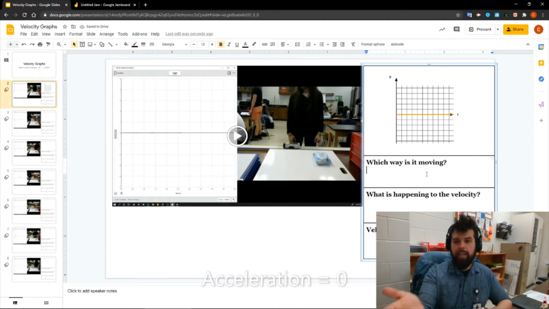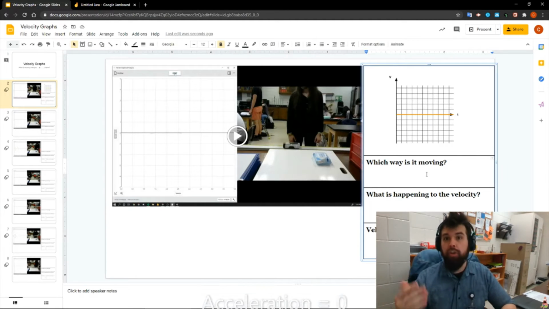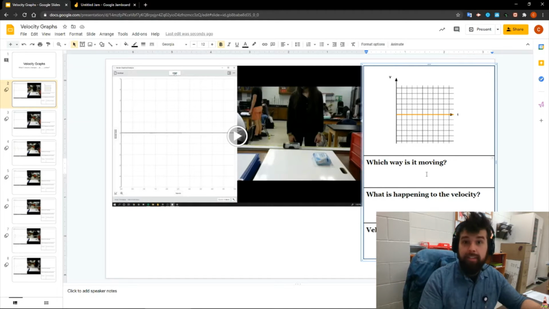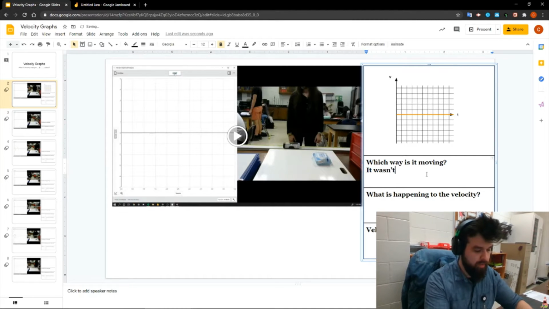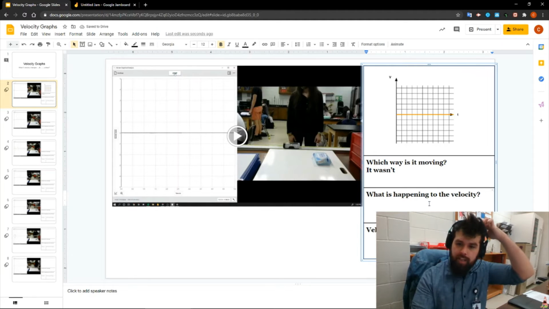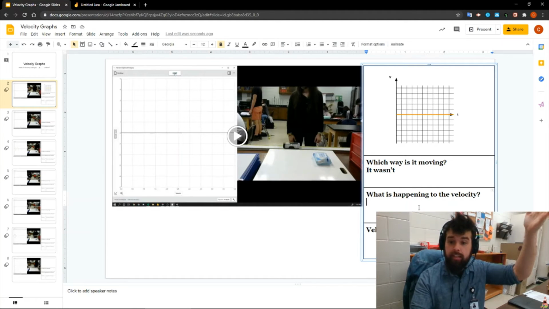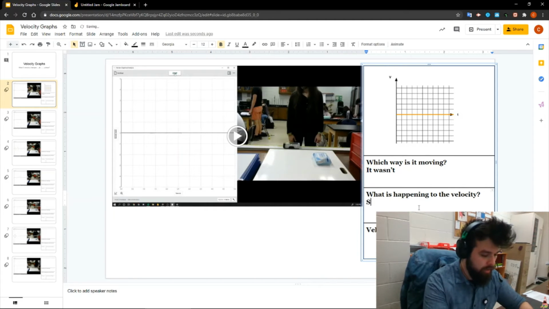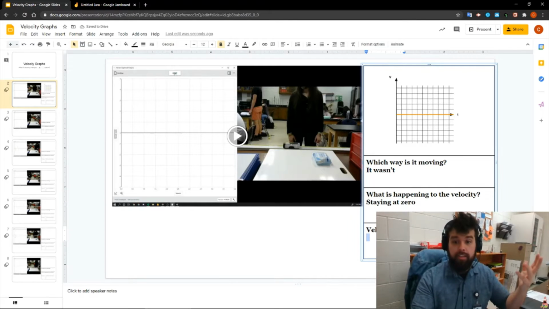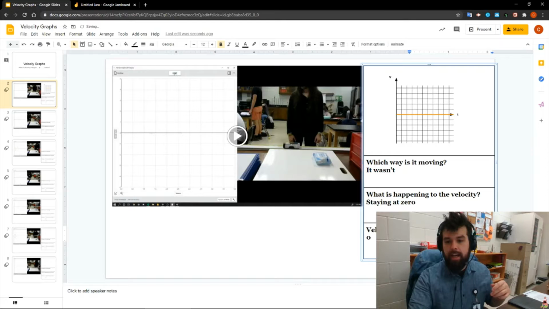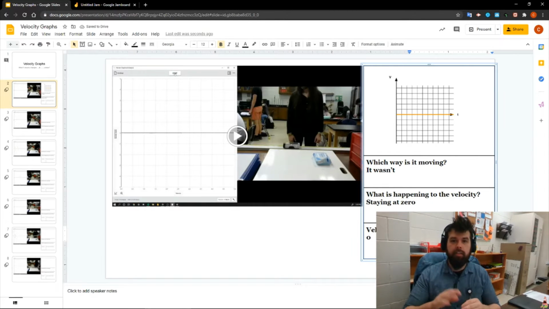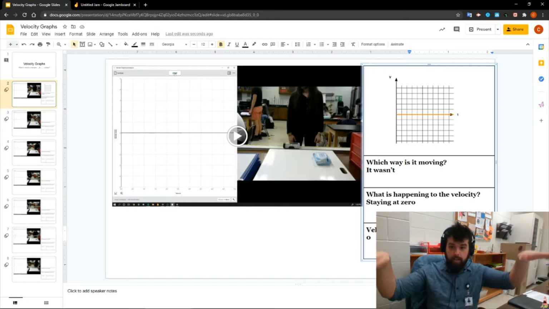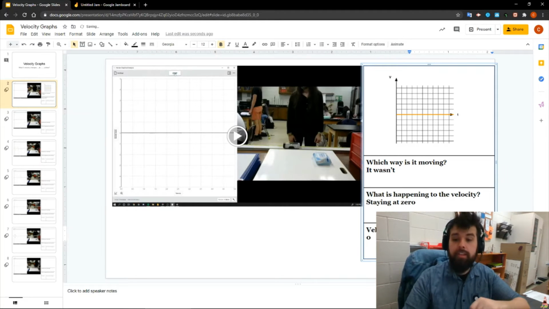Okay, so I got my graph right here. Now let's describe which way the cart was moving. It wasn't. All right, pretty straightforward. So then what is happening to the velocity? Well, the velocity is staying at 0, which means the velocity is 0. And now let's think about our acceleration, which is going to be the slope of the line, how steep it is in either direction. Because we just have this nice flat line, our acceleration is also 0.